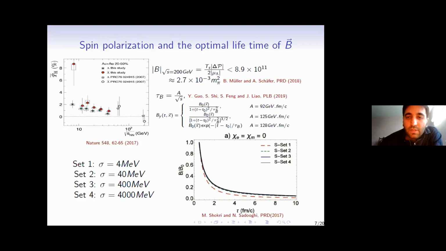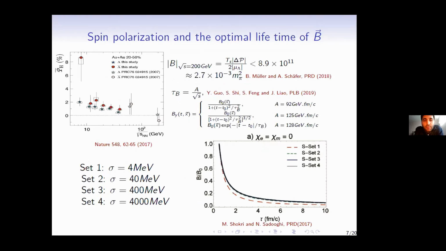In another study, these people tried different profiles of the magnetic field, and one of the aims of this study was to find a good fit for the lifetime of the magnetic field as a function of the energy. You can see the numerical value of this quantity, and if you compare it with the numerical value I showed you before, you can see this numerical value is increased relative to that one, which may be a good signal that the medium effects increase the lifetime of the magnetic field. So lambda polarization may provide good information about the late stage magnetic field, about the magnitude and lifetime.